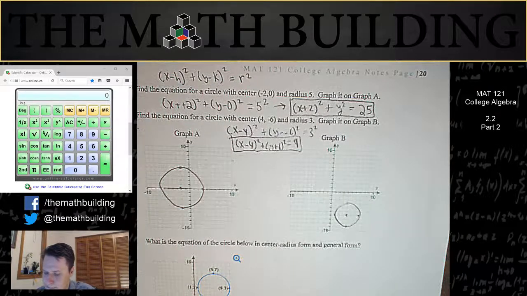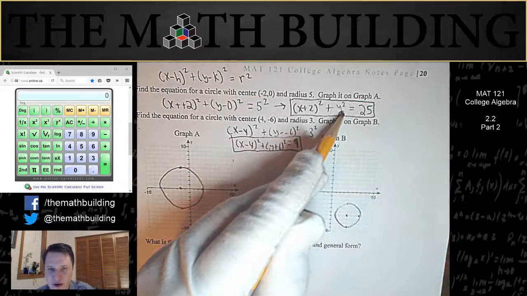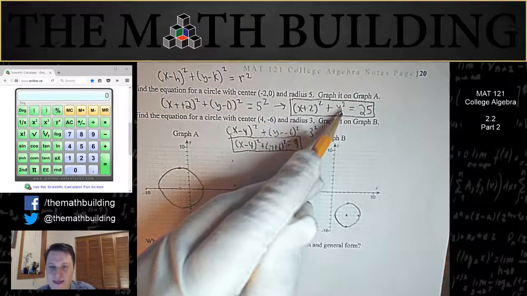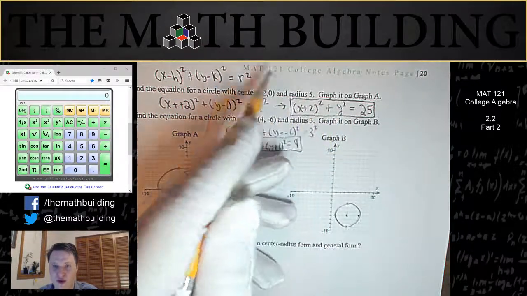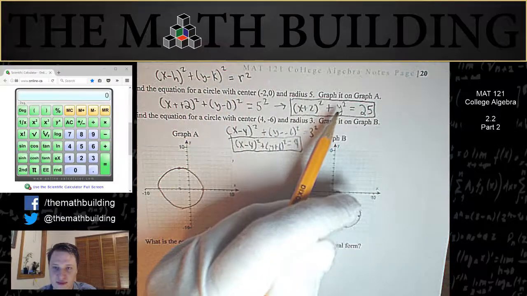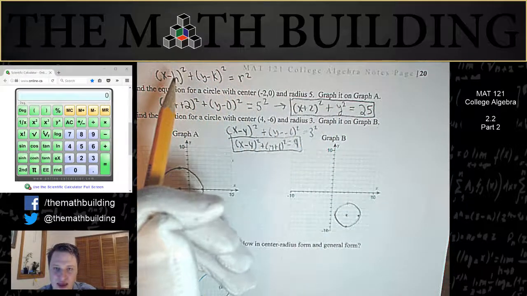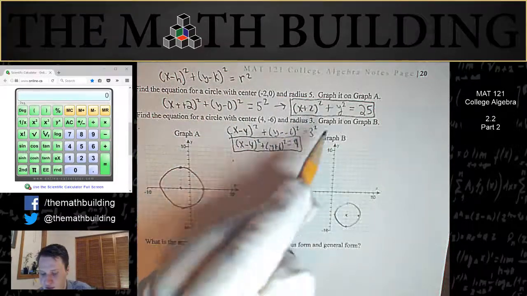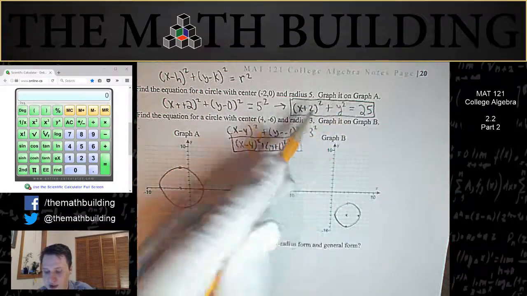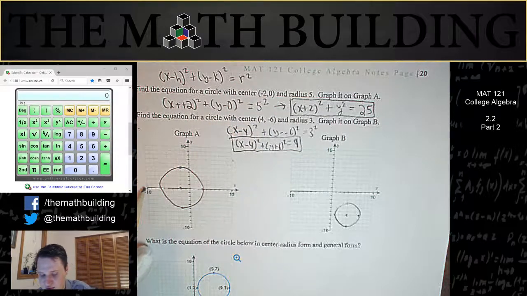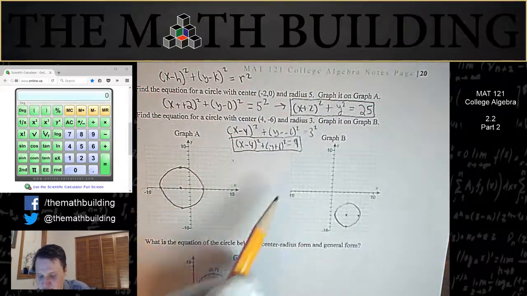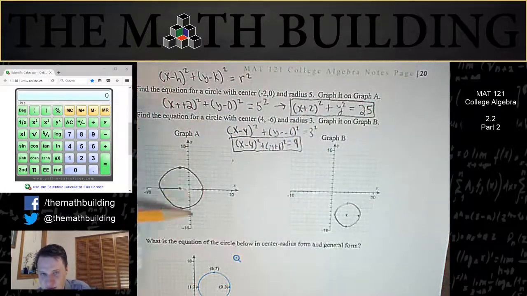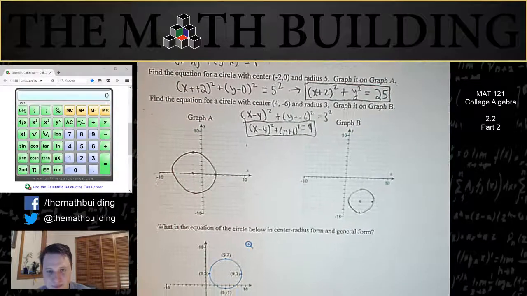Now, it's important to notice that if you don't have a number in here, if you don't have a k, then that means that number is 0. So if you don't have a k right here, that means 0, or if you don't have an h, then that means the center x part would be 0. So notice that because we had no 0 right here, it meant that the center was on the x-axis. If there was a 0 right here, it means that the center would be on the y-axis.